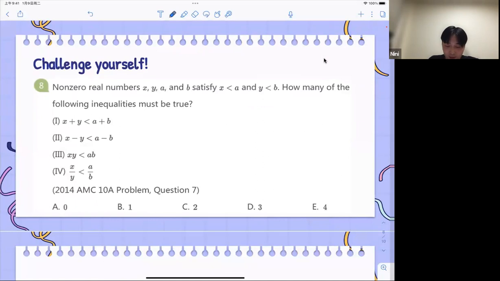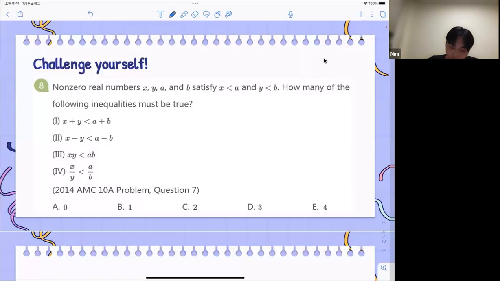So we get non-zero real numbers x, y, a, b. There are 4 of them, right? And we know there is a kind of relationship between each other, which is x is less than a and y is less than b. So the question is asking how many of the following inequalities must be true? So here we got 1, 2, 3, 4 of them. Let's check them one by one.